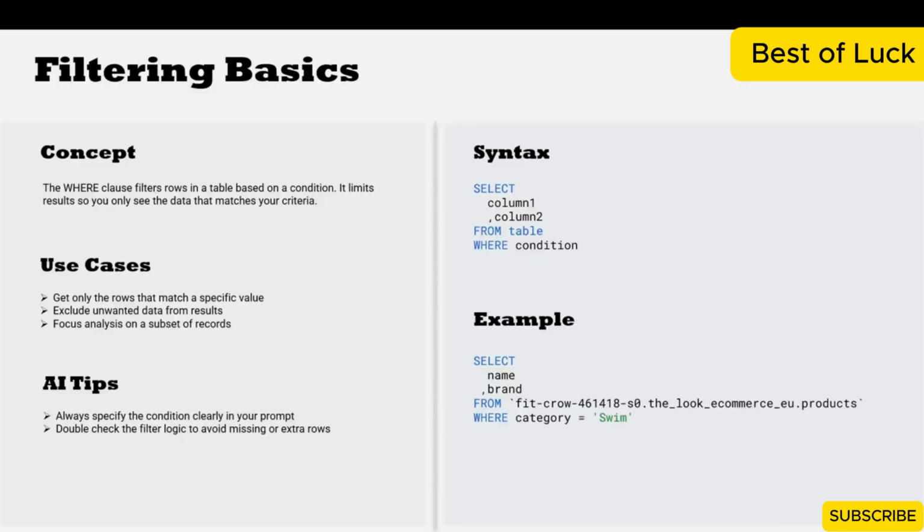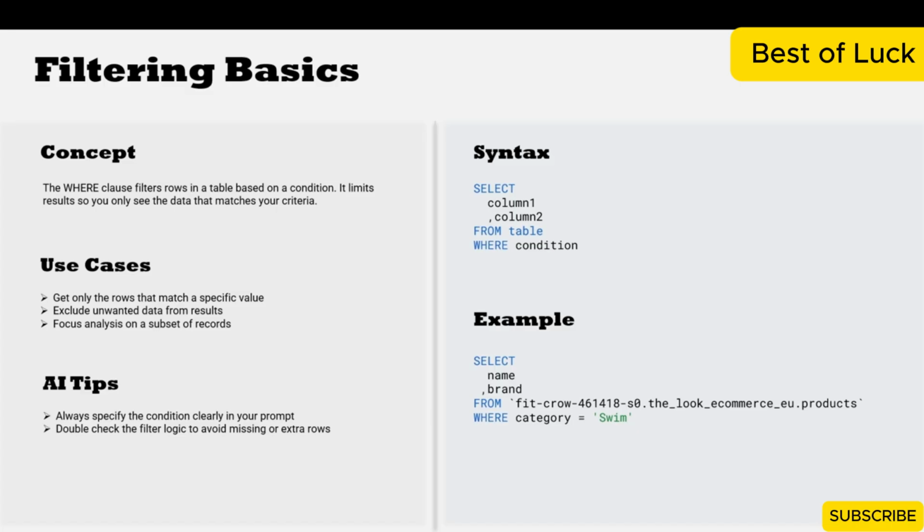In this lesson, we are going to learn how to filter data using the where clause. Filtering is one of the most important parts of SQL because it lets you narrow down large data sets to only the information you actually need. The where clause filters rows in a table based on a condition. In other words, it limits the results so you only see the rows that match your criteria. This helps you avoid scanning through unnecessary data and focus directly on what matters.